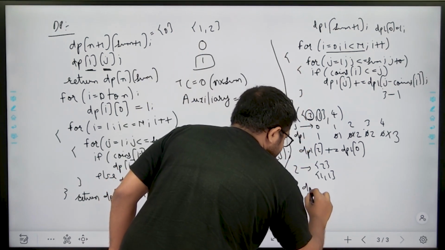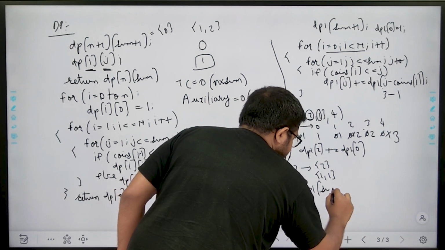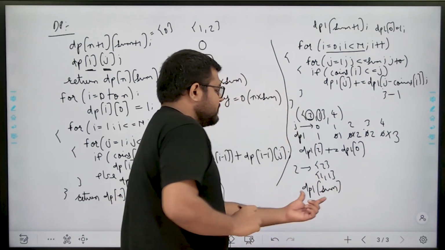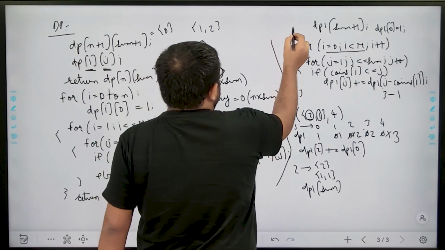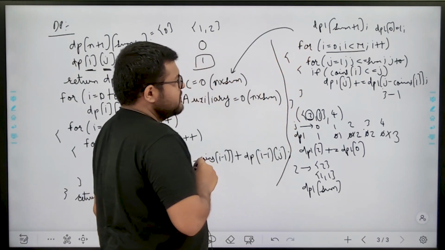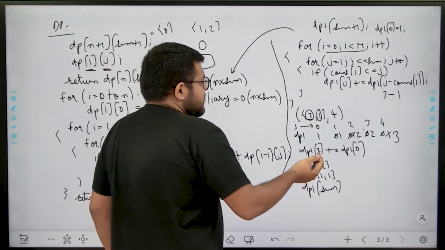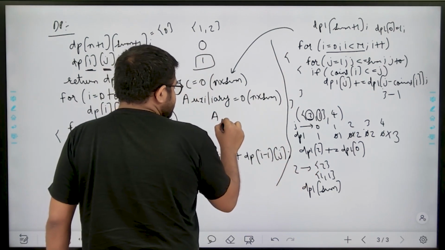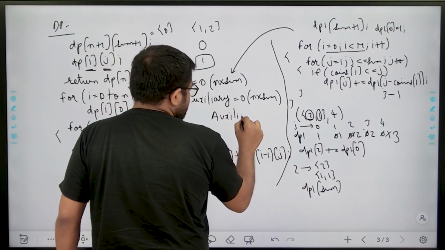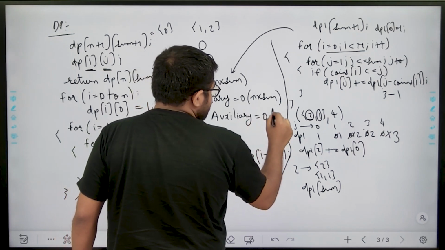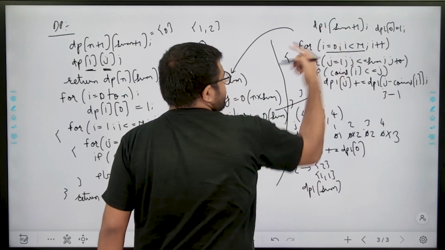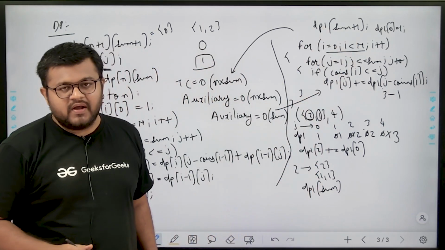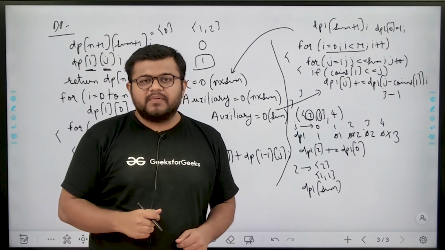Here we will finally return dp1 of sum, which will denote nothing but the number of ways to reach the value sum. Here the time complexity would again be how much? N cross sum, because we are running 2 for loops, but the auxiliary space will be big O of sum in this case, because we are taking only one array of size sum plus 1. Now let's see the actual code and submit it.